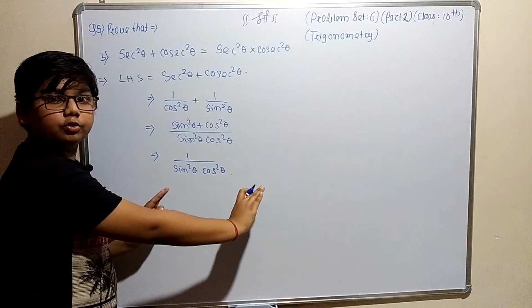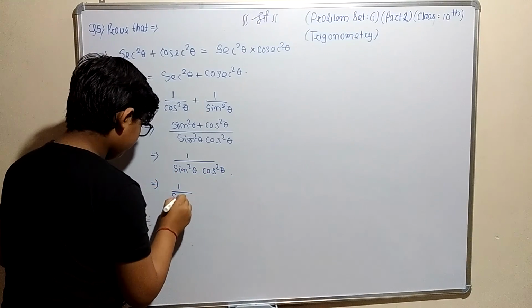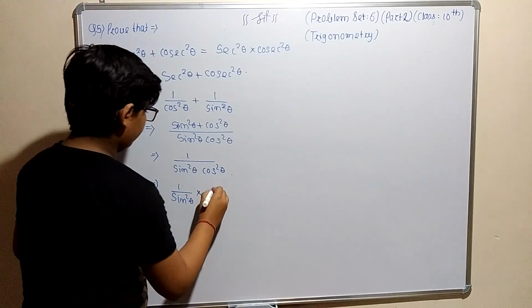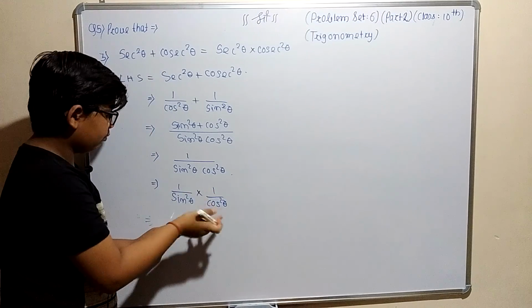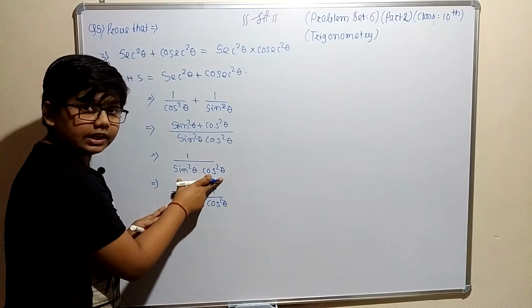Now break it into two parts. So we will get 1 by sin square theta times 1 by cos square theta. We break it into two parts. Why? Because in the numerator we will get 1, so sin square theta into cos square theta will be the denominator.